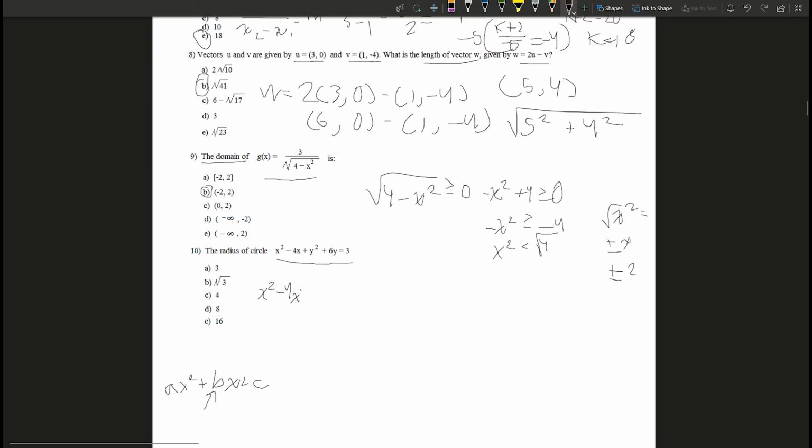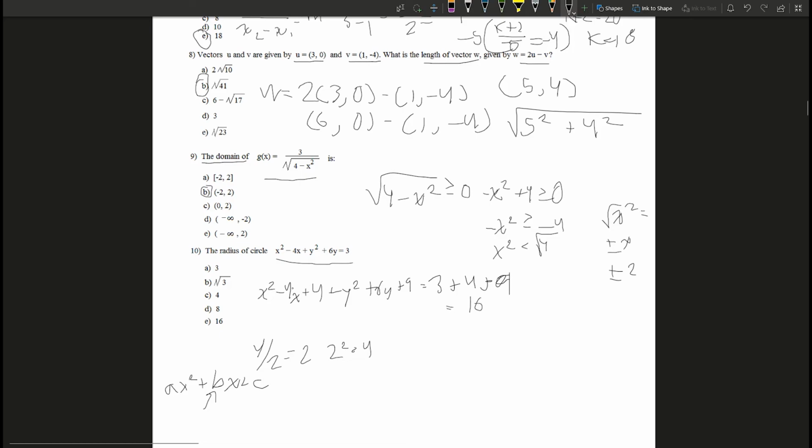So x squared minus 4x plus 4, because 4 divided by 2 equals 2, and then 2 squared equals 4, plus y squared plus 6y plus 9 equals 3 plus 4 plus 9. That's a very weird looking plus sign, but I'll let it go. And then 3 plus 4 plus 9 equals 16.